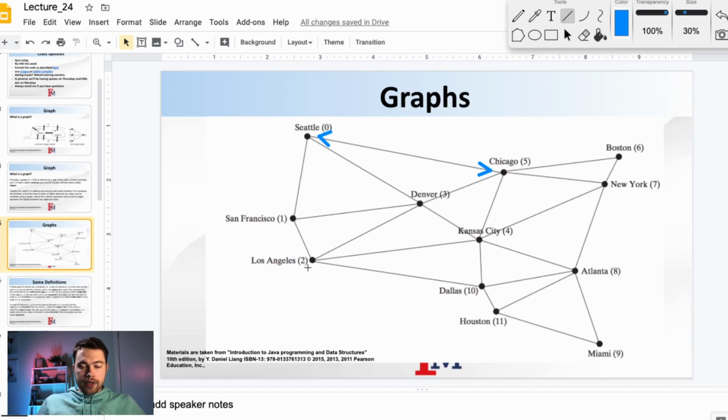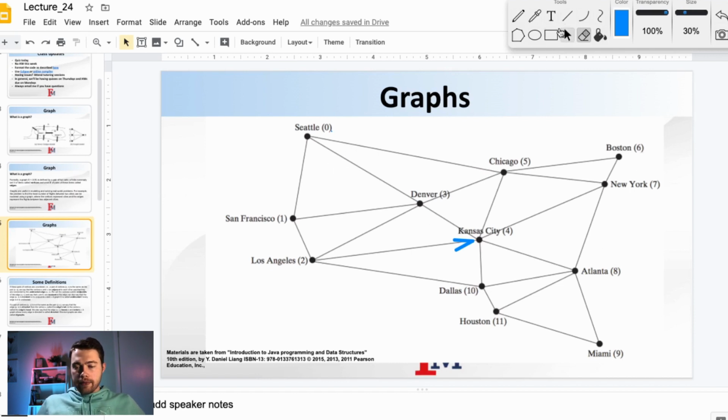Unidirectional edges. For example, let's say for some reason it was only possible to go from LA to Kansas, but not from Kansas to LA. In this case, from LA to Kansas, we would just draw it this way. That's how we draw that, which means that's the only direction possible. It's impossible to go the other direction. Okay, hope it makes sense.